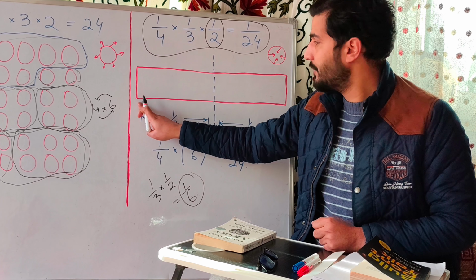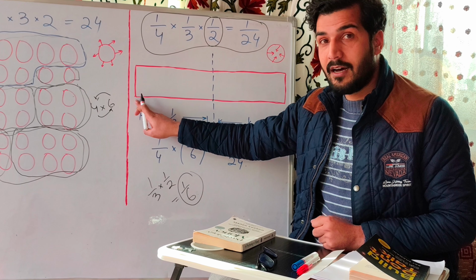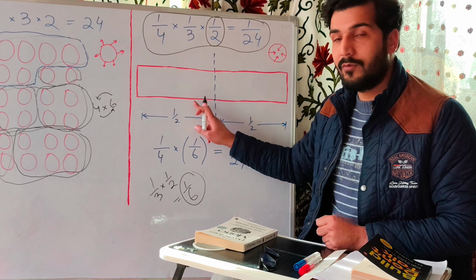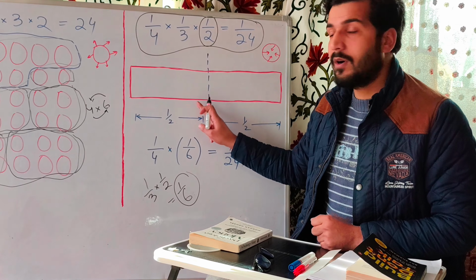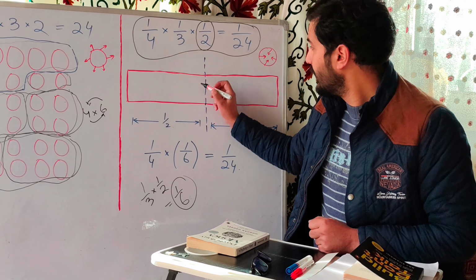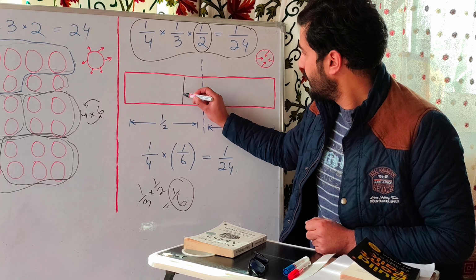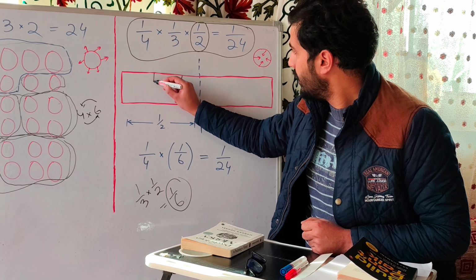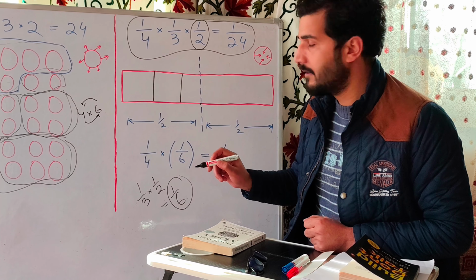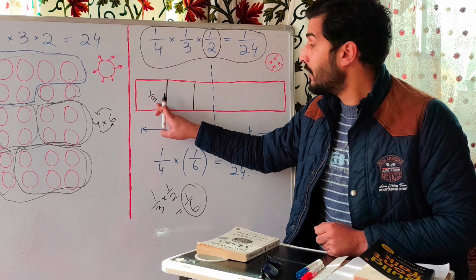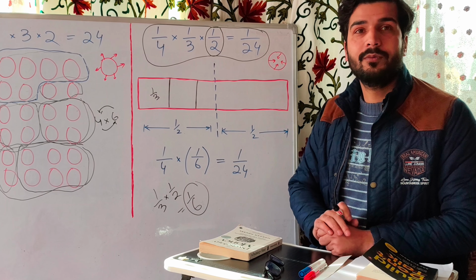Let us suppose this is 1 by 2 and we are required to find the 1/3 of 1 by 2. So 1/3 of 1 by 2, what will it become? We will draw one line here and we will draw another line here. So this will become 1/3 of this 1 by 2.